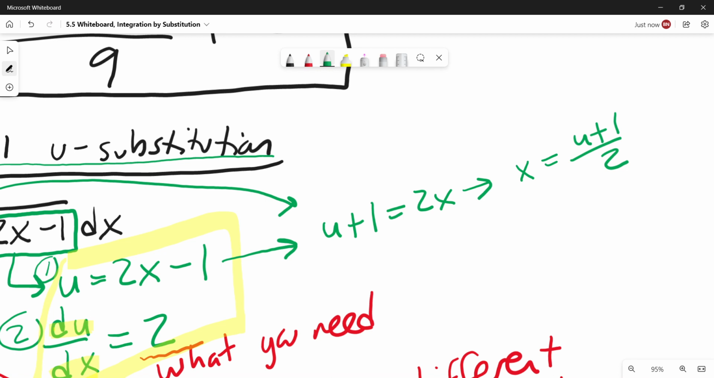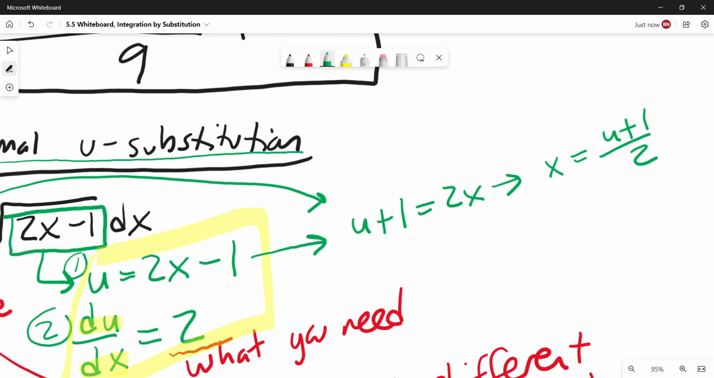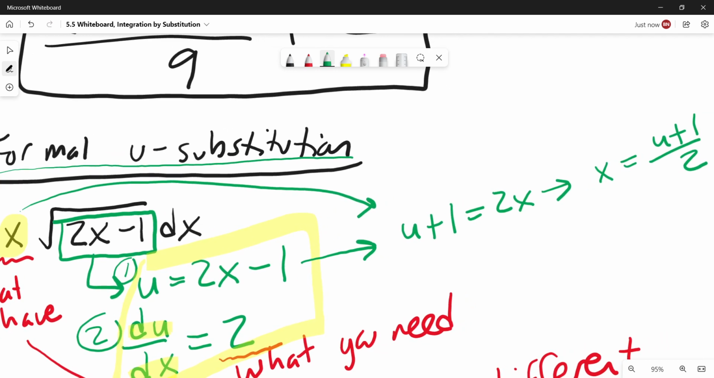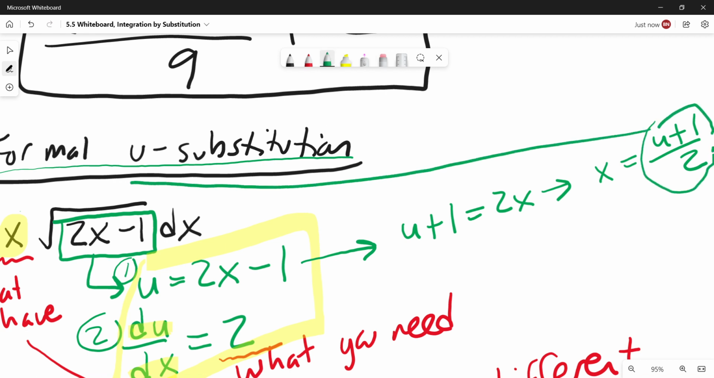So this u plus 1 over 2 is going to get subbed in for this x. Now this is easy enough. What's going to get subbed in for the 2x minus 1? A u, because that's literally what we defined our u to be. And we're going to have a square root over the u. That's fine.